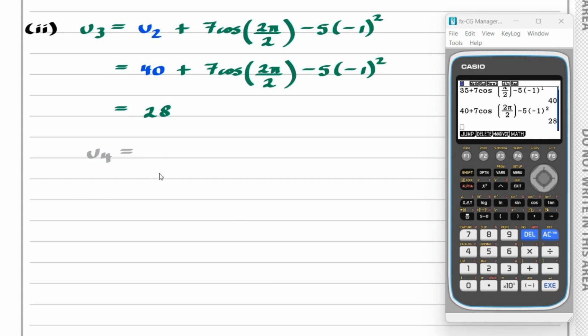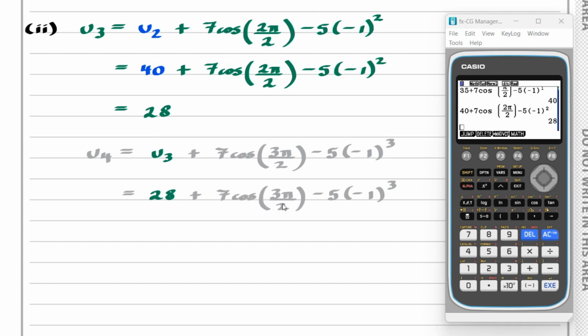u4 is equal to u3 plus 7 times by the cosine of 3 pi over 2 subtract 5 multiplied by negative 1 to the power of 3. We know u3 is 28, so we have 28 plus 7 times by the cosine of 3 pi over 2 subtract 5 multiplied by negative 1 cubed. And it turns out u4 is equal to 33.